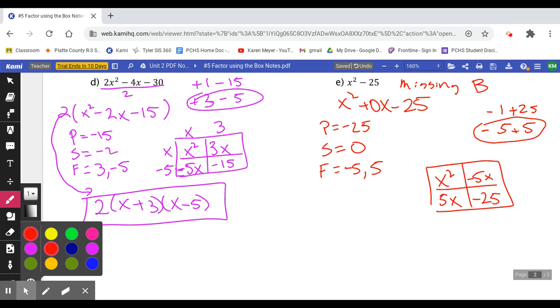So up and down, I got an x. Up and down on the other side. Can't start with a negative, so make sure you pull out a negative. And then each number is divisible by 5. Sideways. Well, they each have an x. Sideways, they're each divisible by 5. So x minus 5, x plus 5.